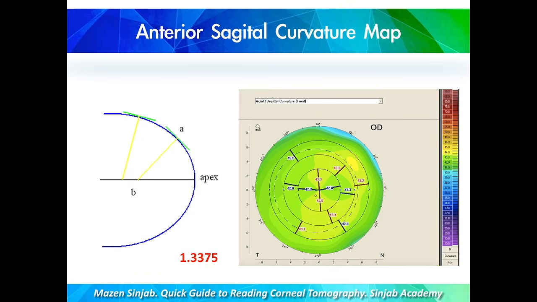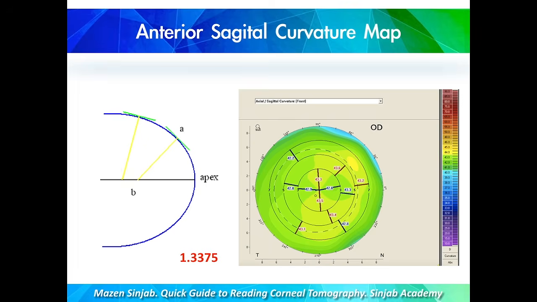Starting with the anterior sagittal curvature map. The anterior sagittal curvature map represents the power of the anterior corneal surface measured by the sagittal method. Now, what's the sagittal method? Suppose I want to study the power or the K reading at point A. I will draw the tangent to the surface at that point, and then I will take the normal to that tangent, which will intersect with the reference axis. The reference axis goes through the apex of the cornea.